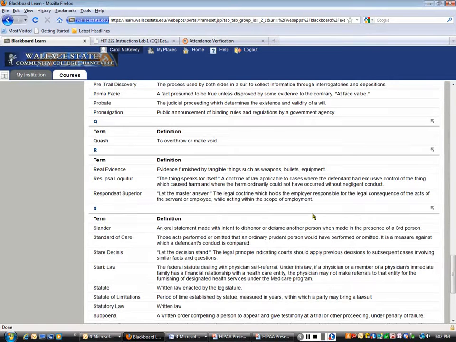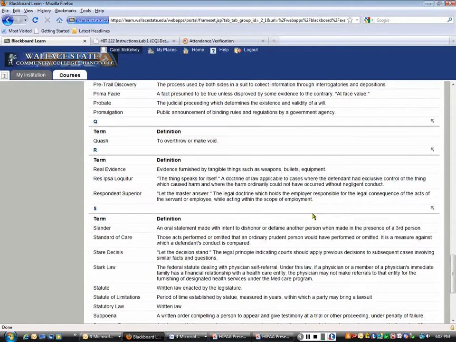Stare decisis, we've already talked about that. Let the decision stand. That's what that means. It's the legal principle indicating courts should apply previous decisions to subsequent cases involving similar facts and questions, and we have talked about that one many times.